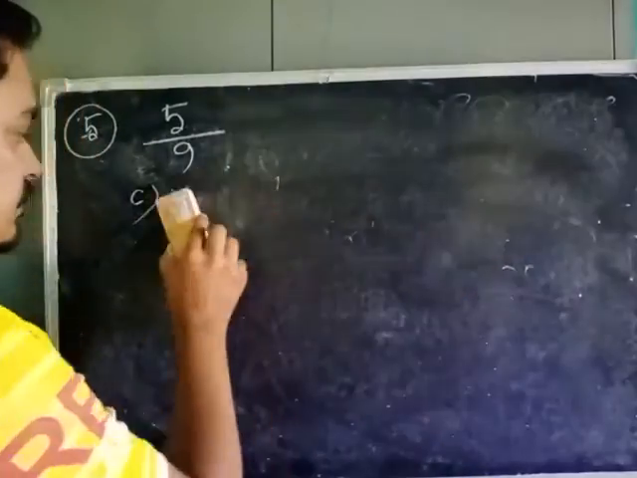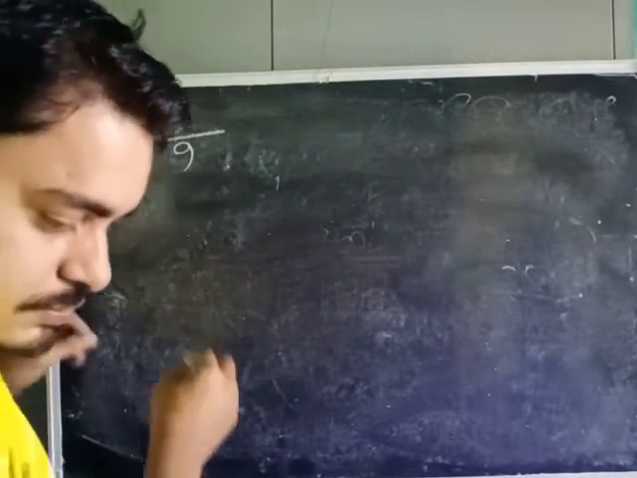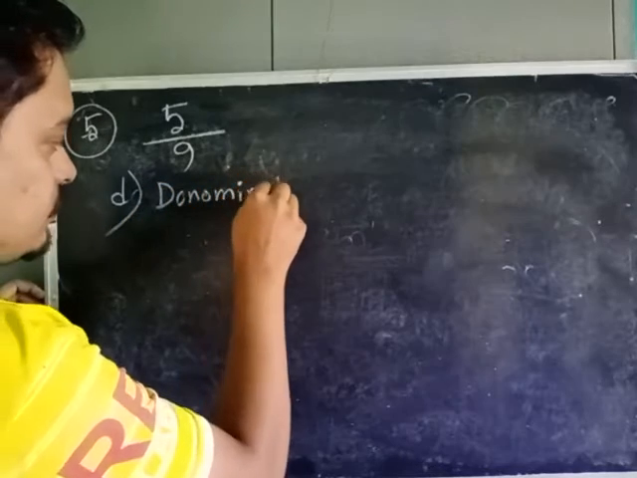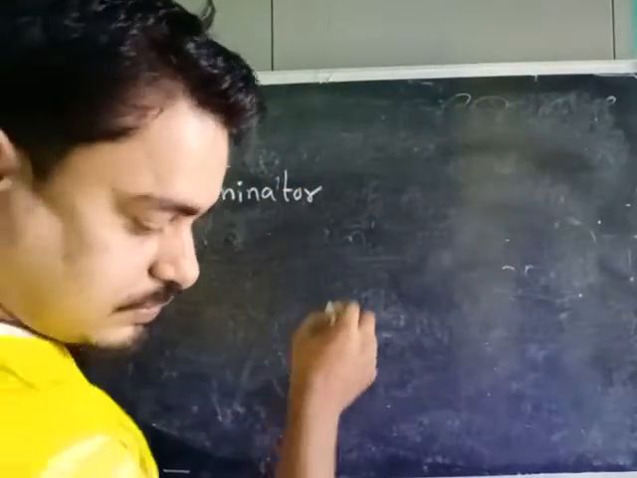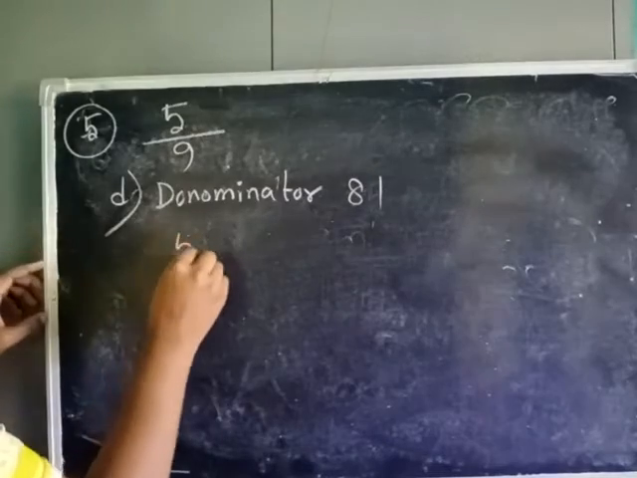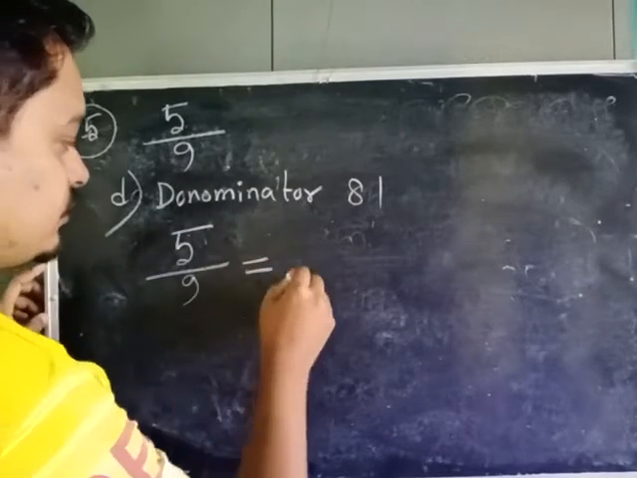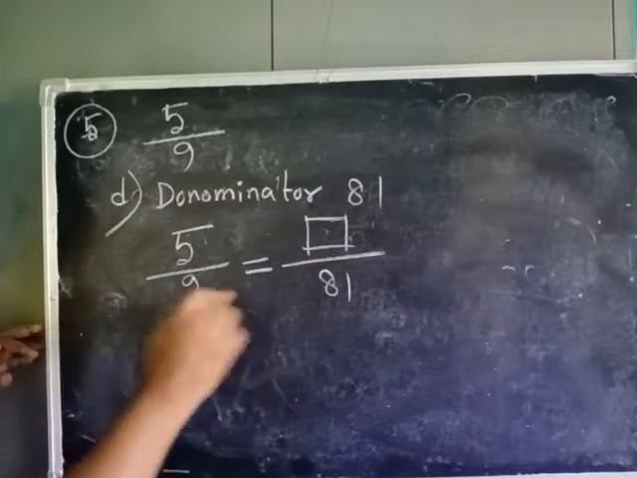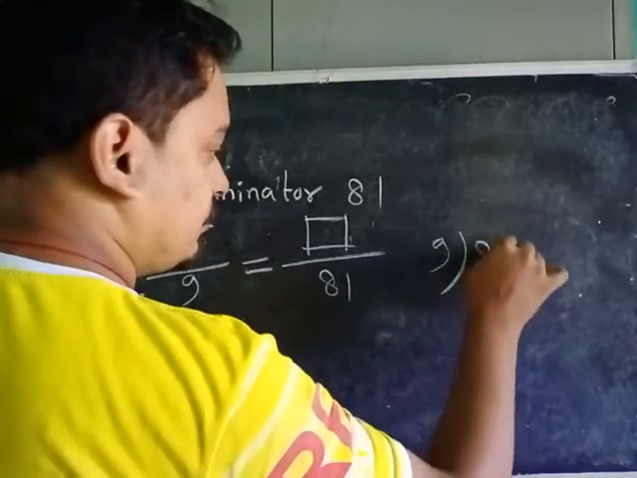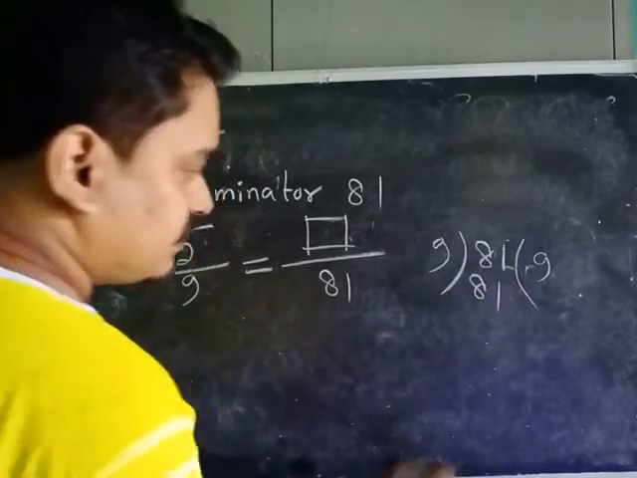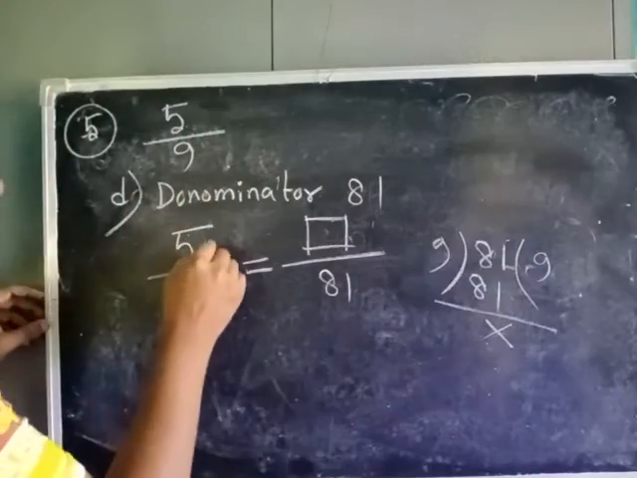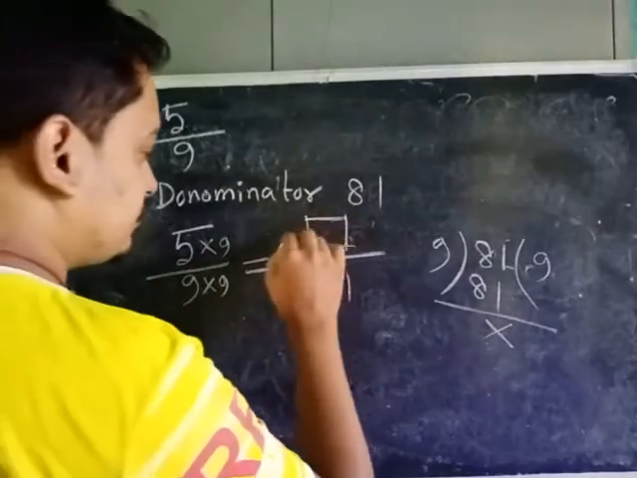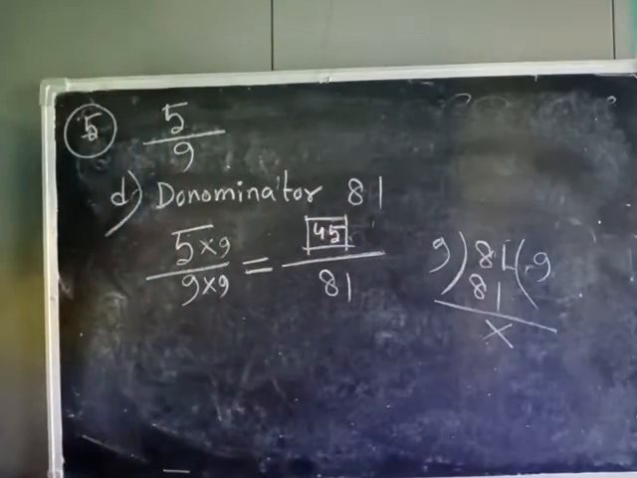Next question, number D. Denominator is given, 81. This question can be written as 5 by 9 equal to, and downside we have 81 already. We have to find the value of the box. What to do here? We have to divide first. 9 nines are 81, so we got 9. So we have to multiply by 9. Here 9 nines are 81, already given, and 5 nines are 45. In this way you have to solve.